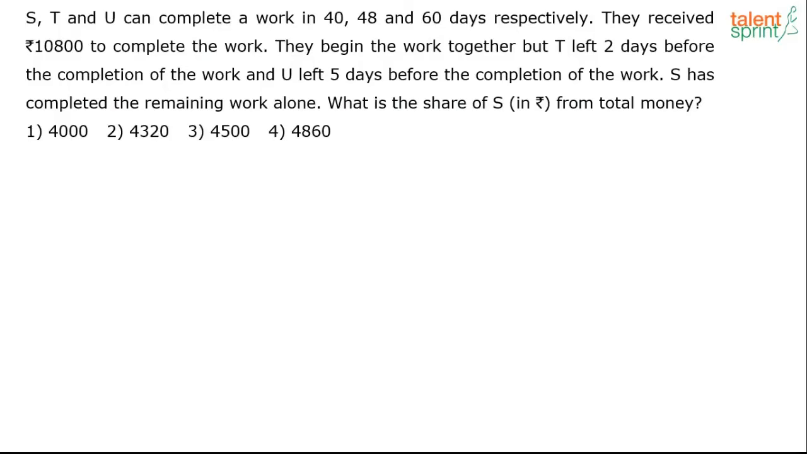All right. Let me present the next one to you all, which is from time and work, and this is based on the wages, right? Interesting concept. Long question. Let's see how many of you get the right answer. Here we go. So S, T and U can complete a work in 40, 48 and 60 days respectively. They received rupees 10,800 to complete the work. They began the work together, but T left 2 days before the completion of the work and U left 5 days before the completion of the work. S has completed the remaining work alone. What is the share of S from the total money?